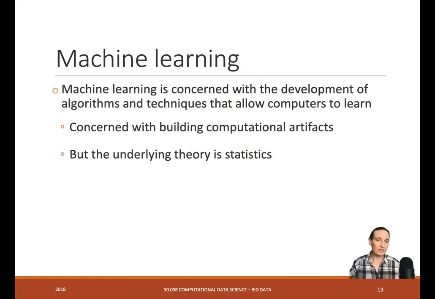Right, so let's talk about machine learning. Machine learning really is concerned with the development of new algorithms and techniques that allow computers to learn. It's not just data science, okay? They're really building algorithms computationally. They're looking into the theory of why certain algorithms work and how they work internally, whereas here we're going to be looking from a more zoomed out perspective.